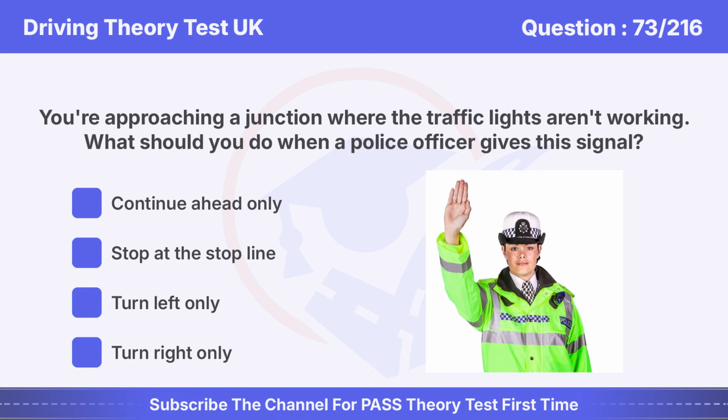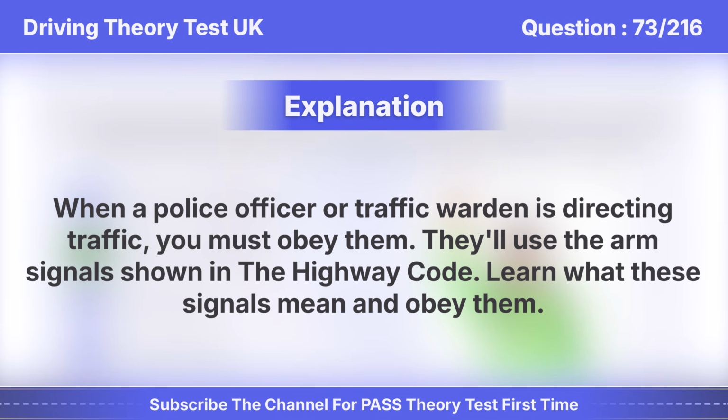Question 73. You're approaching a junction where the traffic lights aren't working. What should you do when a police officer gives this signal? Answer is B. Stop at the stop line. When a police officer or traffic warden is directing traffic, you must obey them. They'll use the arm signal shown in the highway code. Learn what these signals mean and obey them.